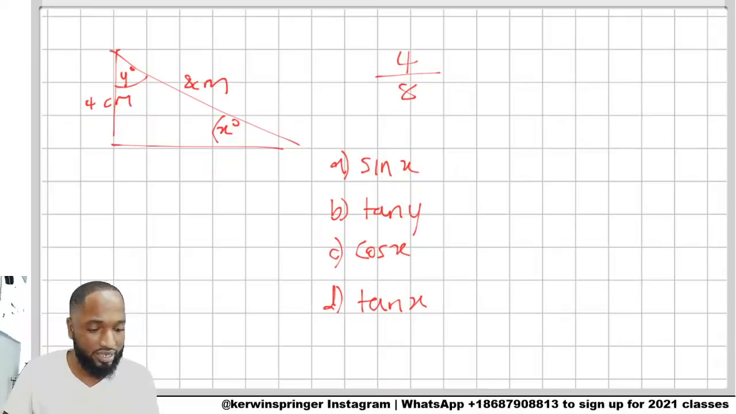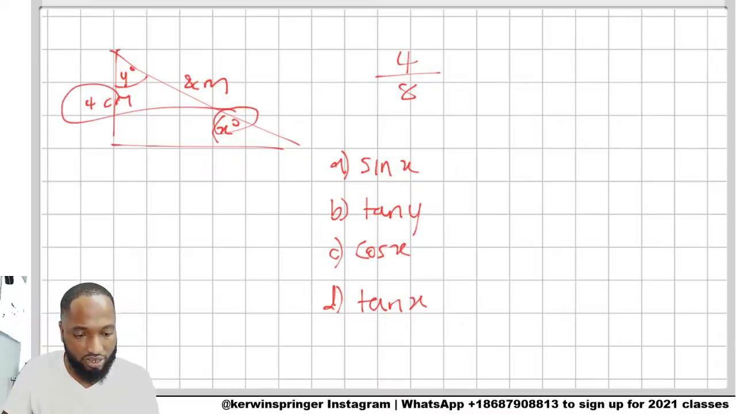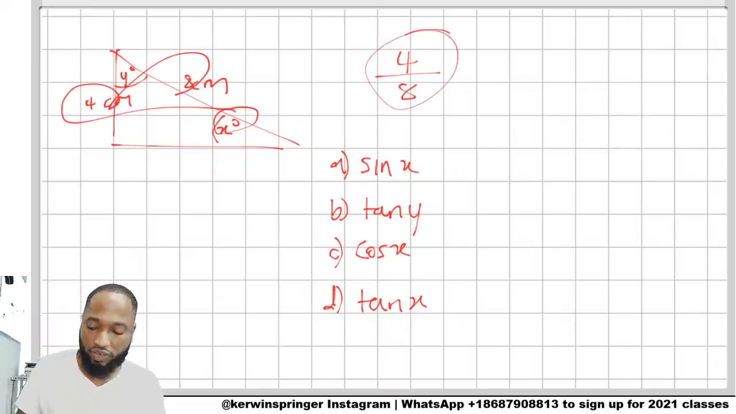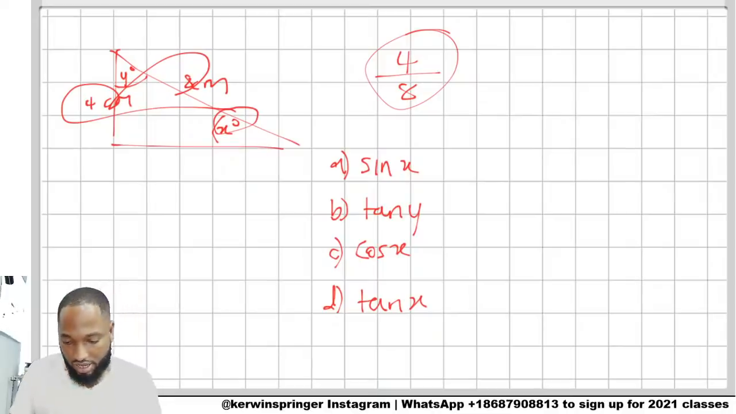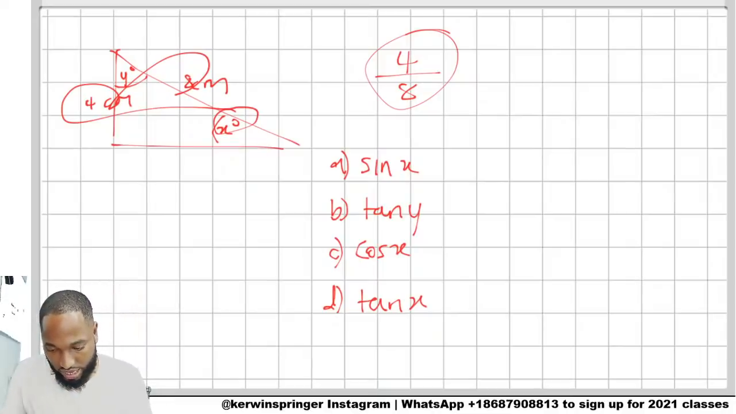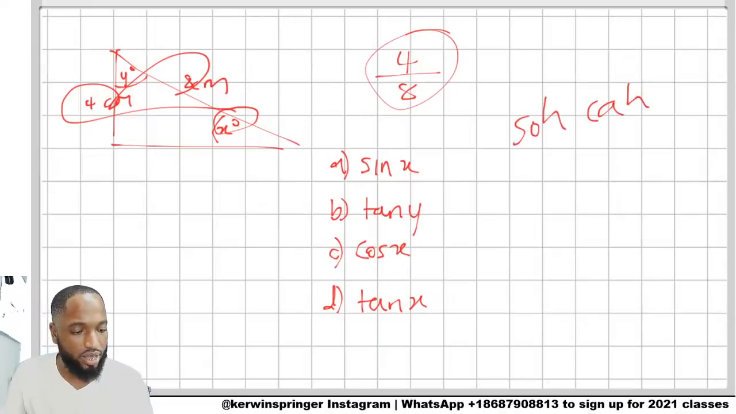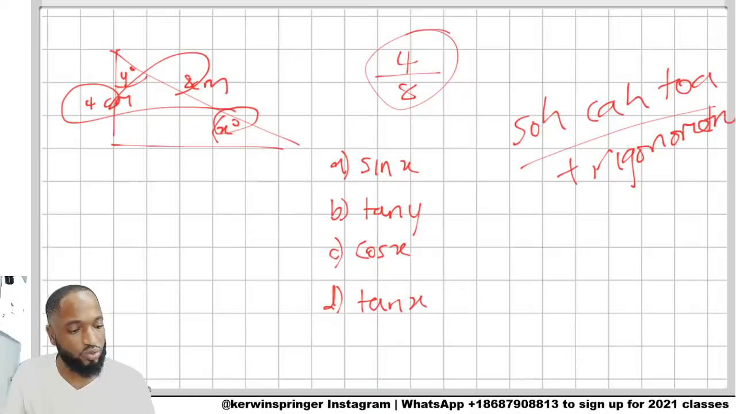Everybody saying A, sine of x is opposite over adjacent. Yes, 4/8 is indeed the answer. When people are ready for questions like that, boy. So I just do it, right? Remember, this question has to do with SOHCAHTOA. If you don't understand it, look up trigonometry, Kerwin Springer, SOHCAHTOA. You can understand how to do this question.